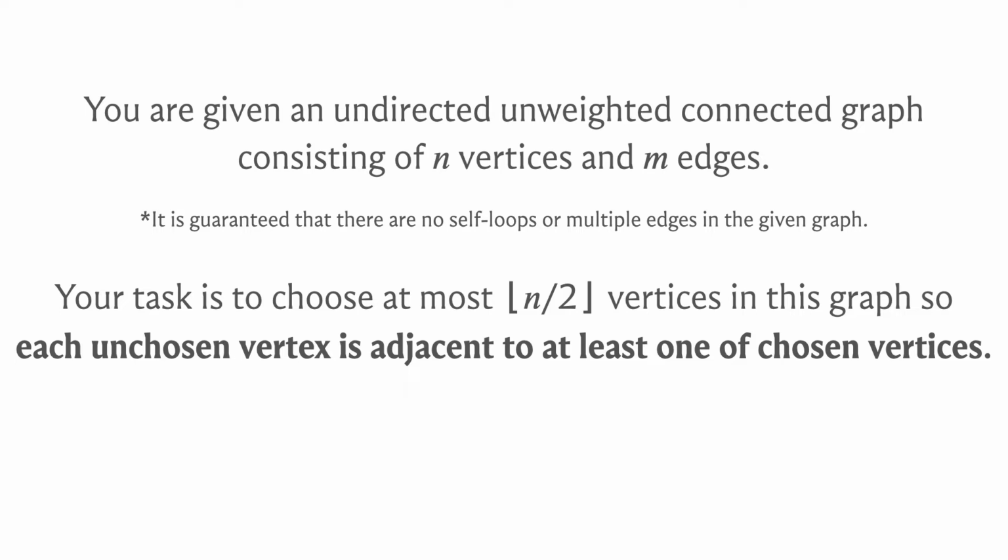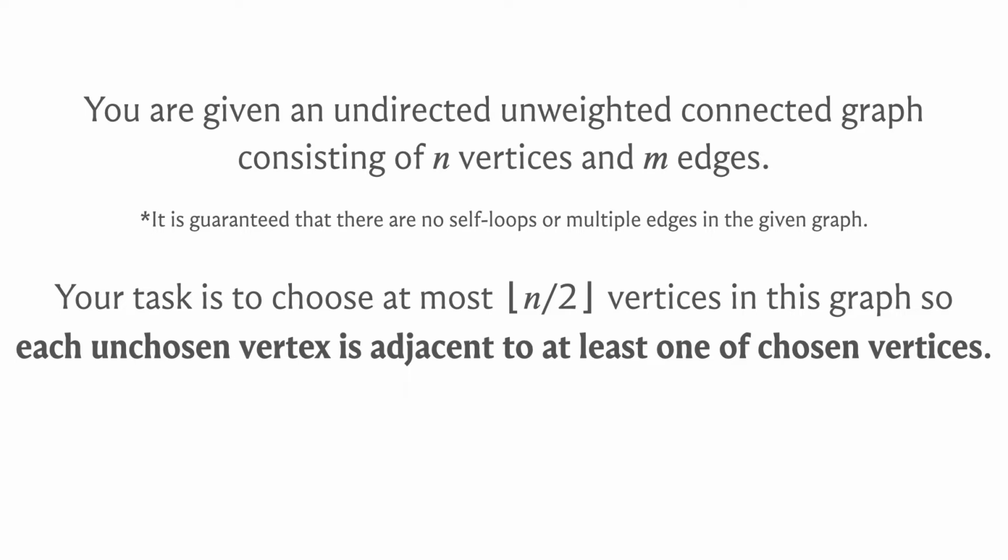Now, those who are familiar with graph theory terminology may recognize this as what we call a dominating set. A dominating set in a graph is a subset of vertices which is such that every vertex that's outside the dominating set has a neighbor in the dominating set. And essentially what this problem is telling us is that you're given a connected graph and you're supposed to find a dominating set that consists only of at most half the vertices.